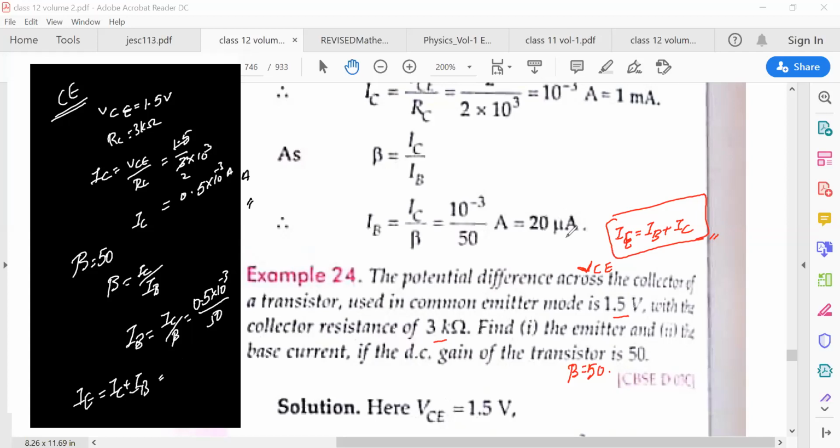So 5 will get cancelled, and only the power terms remain. So the relation will be 0.01 into 10 power minus 3 amps, which is your IB. At the end, IC I keep the power terms as they are, because terms with matching powers can be added. So the final relation is 0.51 into 10 power minus 3, I'll take it as milliamps. This is your answer. That's all. Try it.